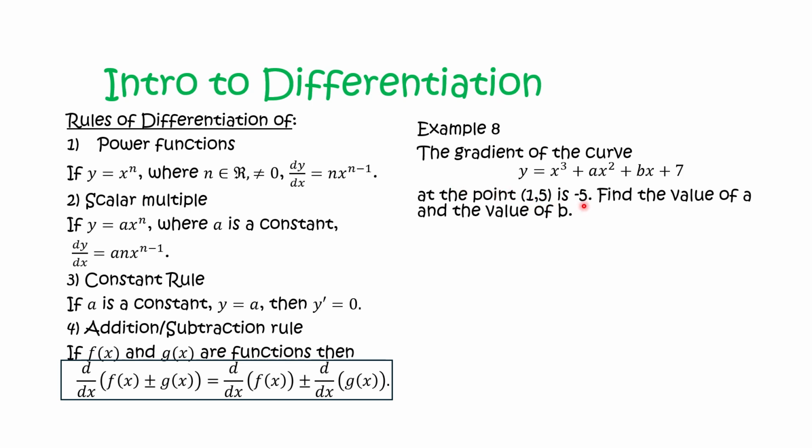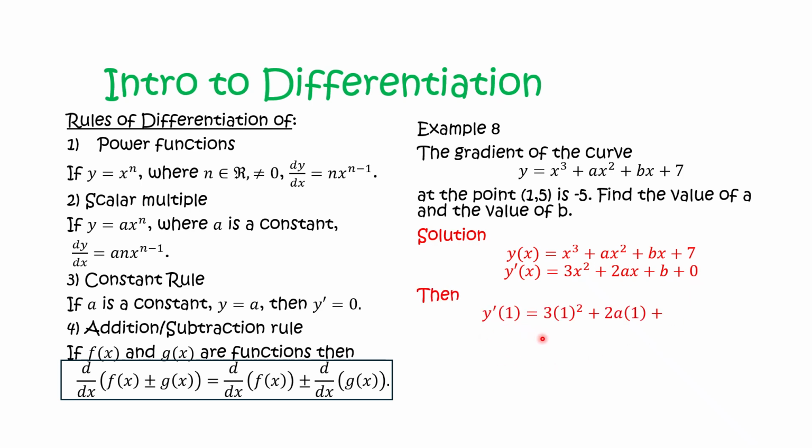And we're given actually that the gradient is minus 5. Find the value of a and the value of b. So the gradient is already given, but we're meant to find the values of a and b from the information given. Right, so we have our y of x is that, meaning that our y prime of x would be given by 3x squared plus 2ax plus b plus 0. I'm sure we see how we get to that using what we have been doing.